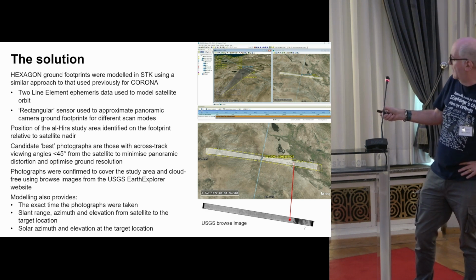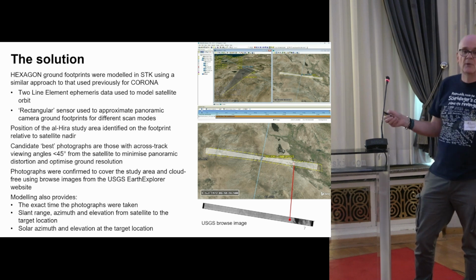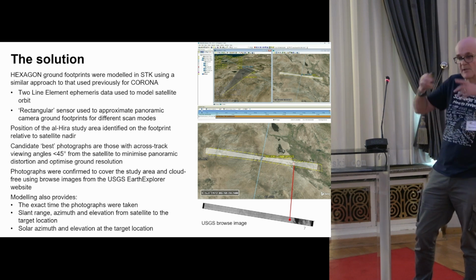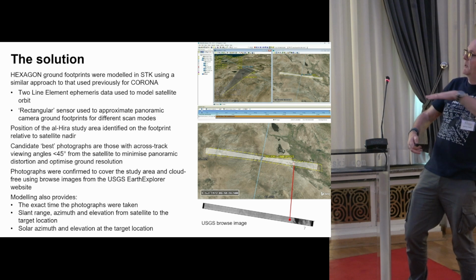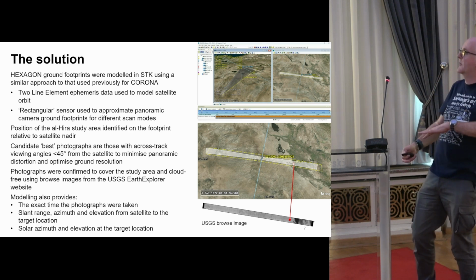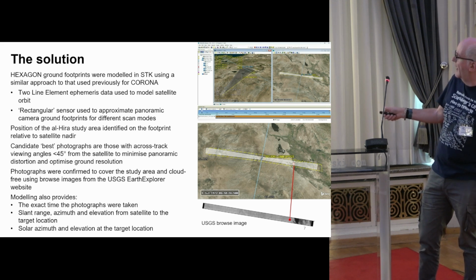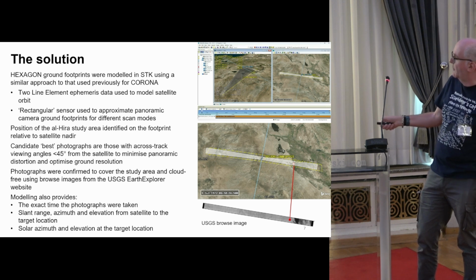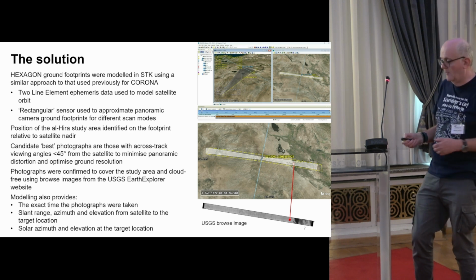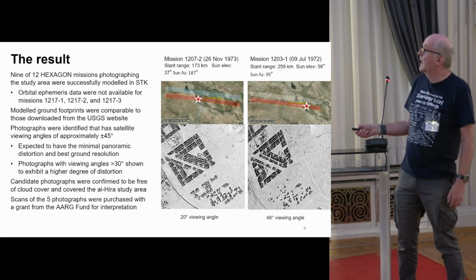And there we go. The yellow is what the Earth Explorer is saying the footprint is, the white is the model footprint, and that is actually more realistic because it is bow-tie shaped, because contrary to popular belief, the Earth is not flat, it is actually curved. So we then looked at the position of the al-Ḥīra site relative to the satellite. We could check whether it was cloud-free and then make an assessment of the likely distortion.